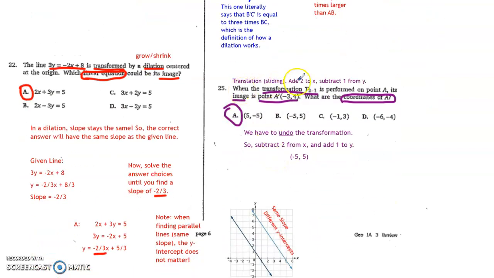And then for question 25, last but not least, we're doing a translation, which is sliding. We're adding 2 to x and subtracting 1 from y, but you already did the transformation, so we have to go backwards in it. We have to undo the transformation.